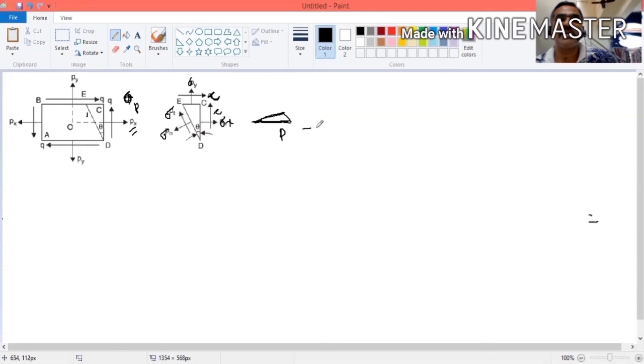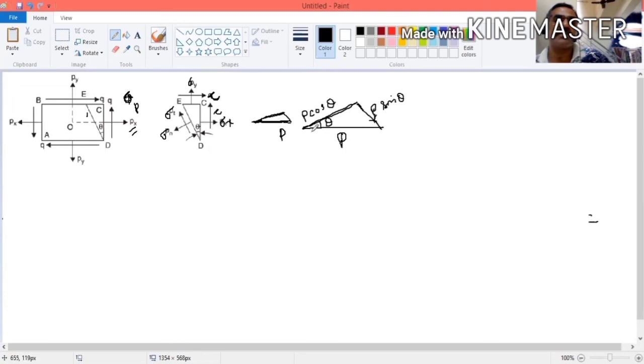Let me draw a little bigger. So this is perpendicular to the plane. What is a plane? This is a plane. This direction is perpendicular to the plane, and this direction is parallel to the plane. Right? If this is P, and this is theta, then this also will be theta. And what will be this value? This is P into cos theta. And this will be P into sin theta.